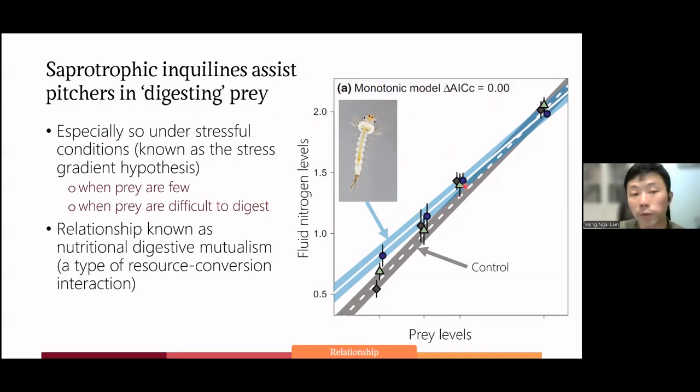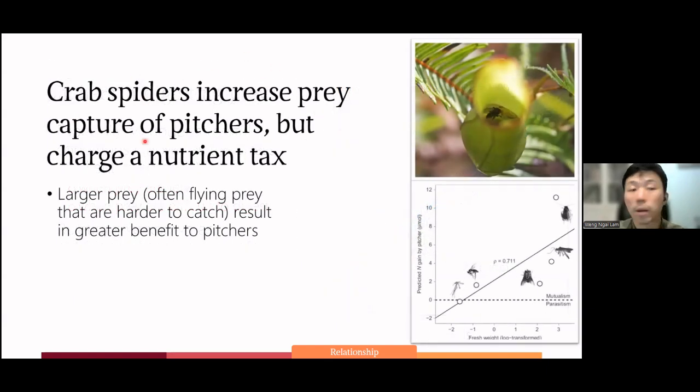So it's the same with the detritivorous inquilines like mosquito larvae and phorid flies, as well as for crab spiders, which I just showed you just now. The crab spider, this is in situ, this is not experimental. I didn't feed the fly. I observed this in the wild.